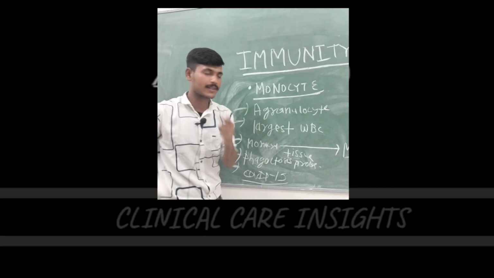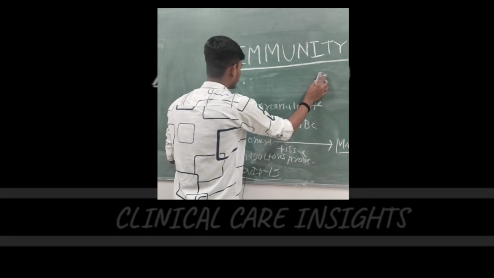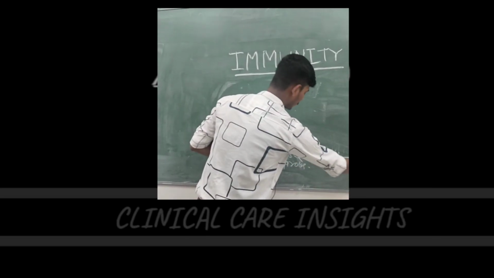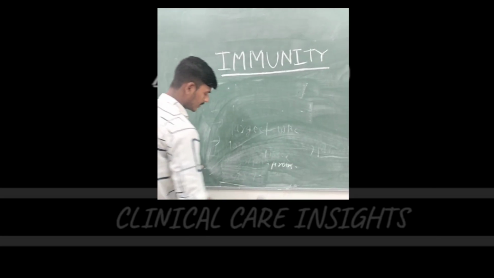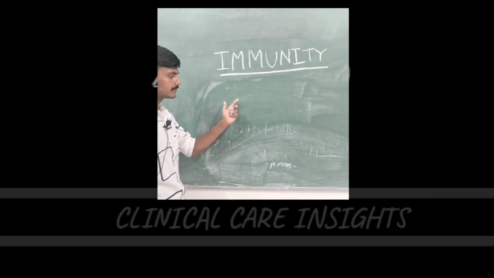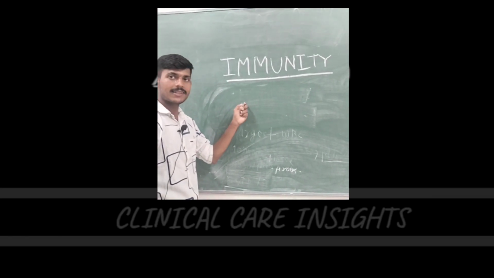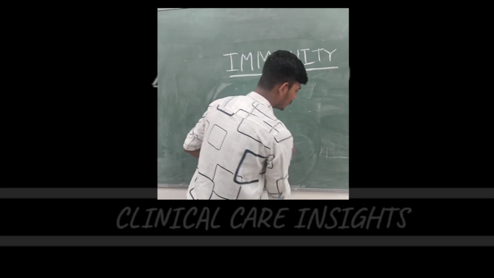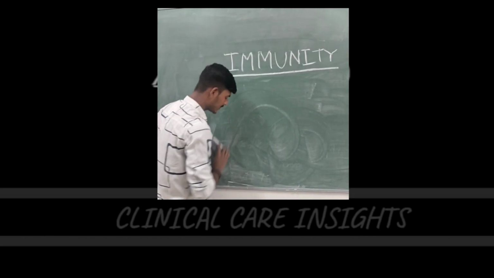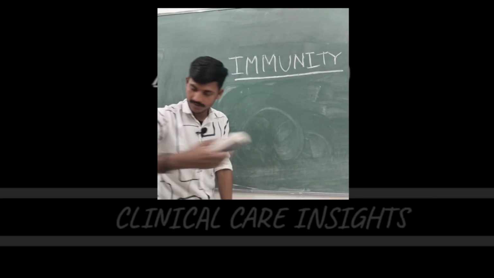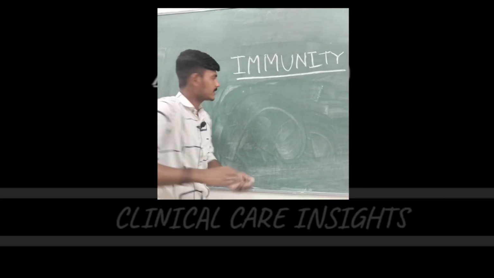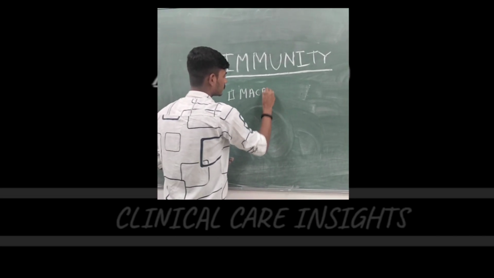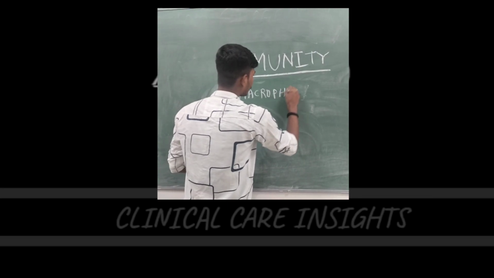They are the cellular barriers. Remember, they are the cellular barriers of our innate immunity. Now, the last cellular barrier of our innate immunity is differentiated monocytes. That's the macrophages.